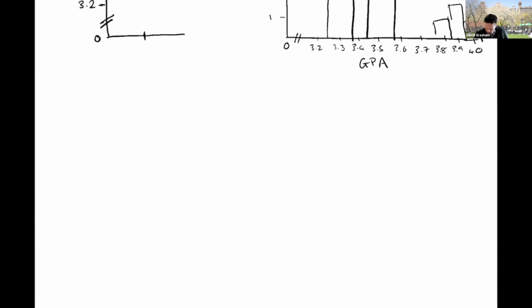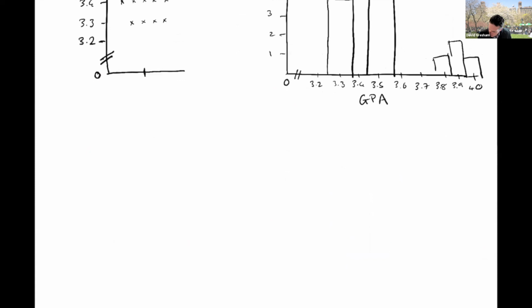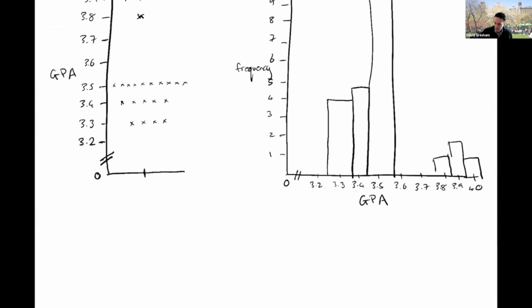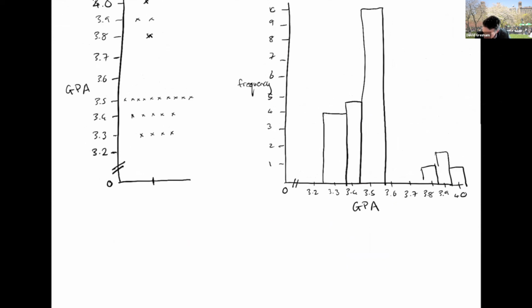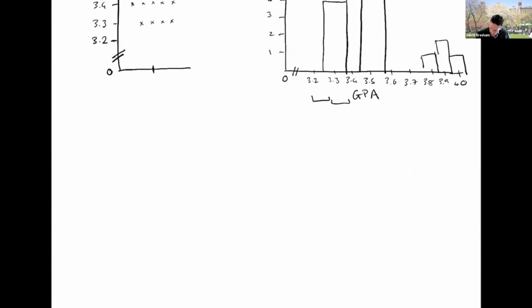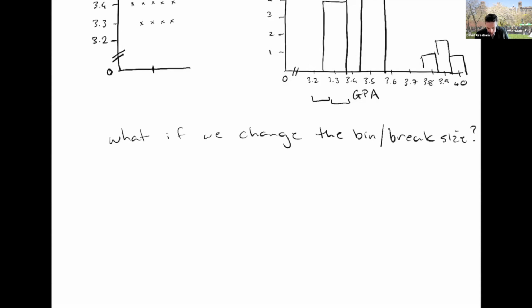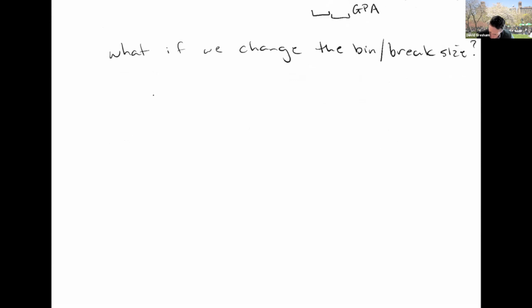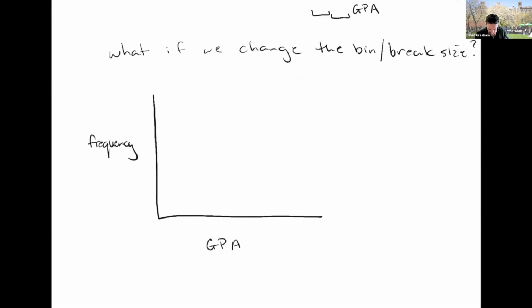In doing this, we've made a decision, and I just want to point this out. Here, what we've done is bin the data into bins of 0.1. So we go between 3.2 and 3.3, between 3.3 and 3.4, for example. But we could change the bin size. So what if we change the bin size? Or the break size. In that case, we could make a different plot, something that looks like this, again with the GPA on the x-axis and the frequency on the y-axis.